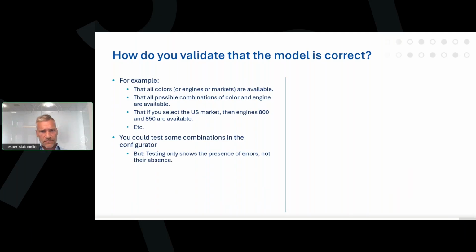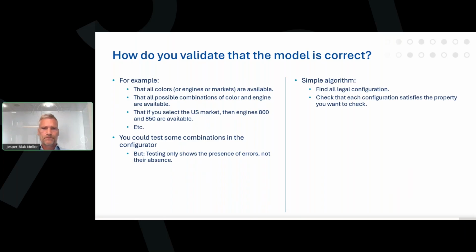We could test some of the combinations in the configurator, but the challenge is that testing only shows the presence of errors, not their absence. We could try this very simple algorithm. It's an exhaustive algorithm. We'll find all legal configurations, and then we'll check that each configuration satisfies the properties that we're interested in checking.